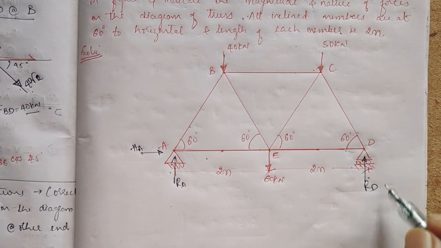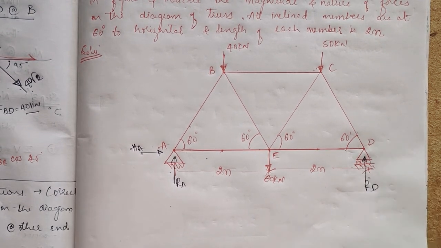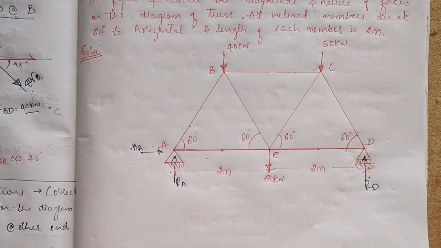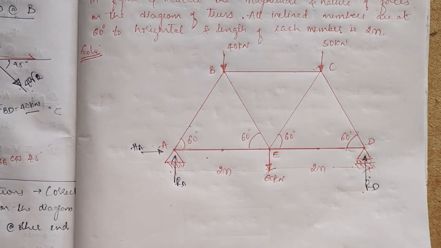If we knew RD, we would get 2 unknowns here and we could do joint D. So in this problem we cannot find a joint with only 2 unknown forces. So how do we need to proceed? We should proceed by finding the reactions, right? We have to find the support reactions first. So what do we do to find the support reactions? We should apply our equilibrium conditions, right?